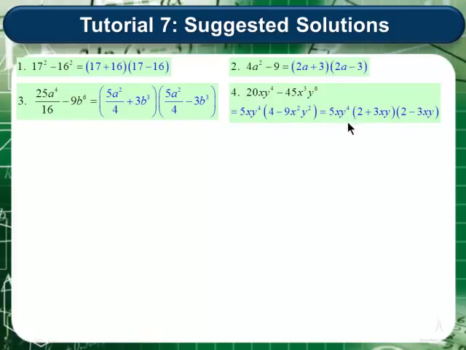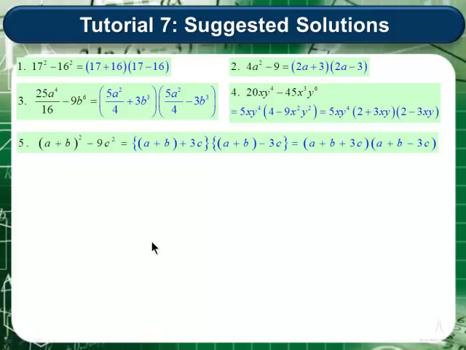5xy squared times in brackets 2 plus 3y, and then also in brackets 2 minus 3xy in this case. In problem number 5, we're given a bracket squared, so you view this as a unit, minus 9c squared. Now clearly one can view this as the difference between two squares, and you treat the expression a plus b as a unit in this case, or as a single term.